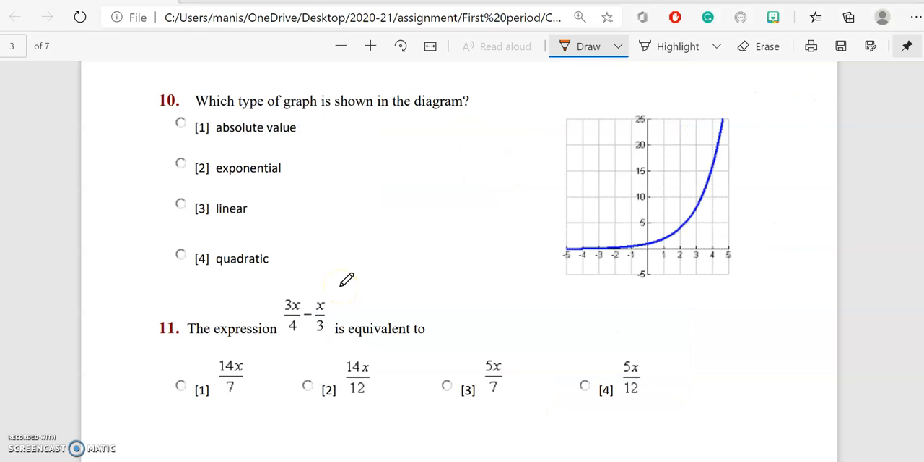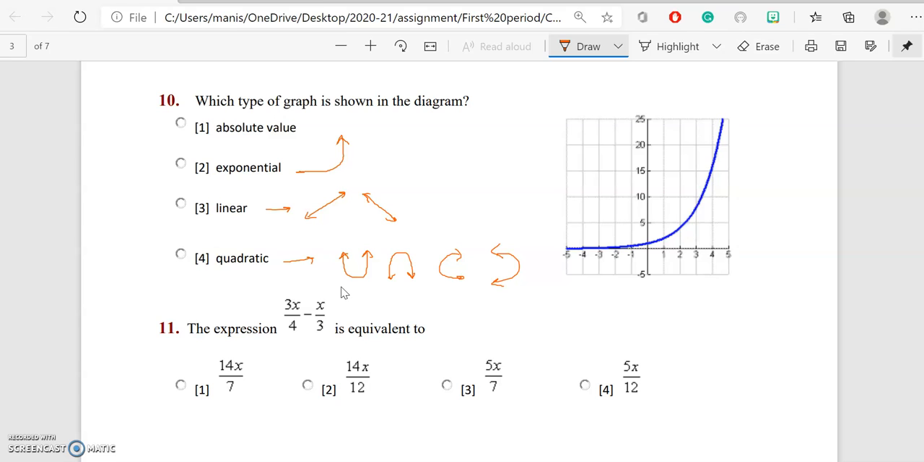What type of graph is shown in the diagram? Absolute value, exponential, linear, quadratic. For a quadratic equation, your graph looks like this. Or it can go down, or it can be like this. This is your quadratic function. Linear is just a straight line. Either it can be like this, or it can be like this. That's your linear. Exponential starts slowly and suddenly it goes up.